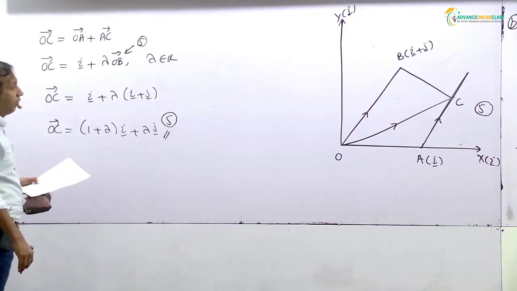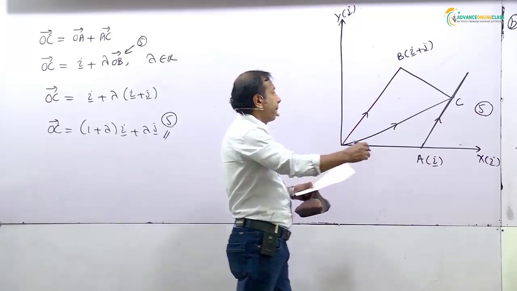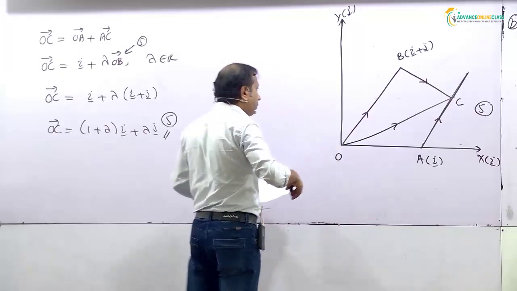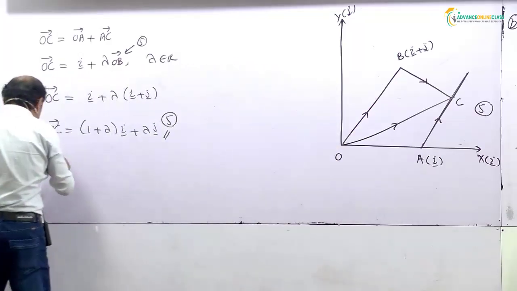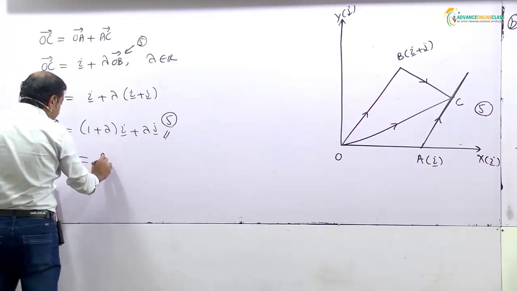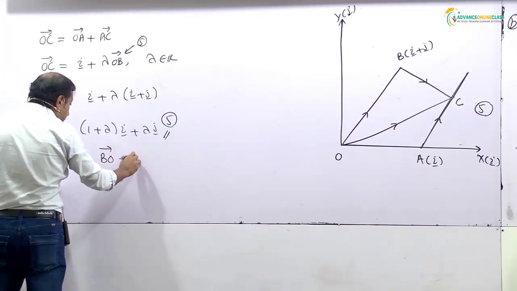Next we can write the BC vector. B to C, I can write the BC vector as BO plus OC.